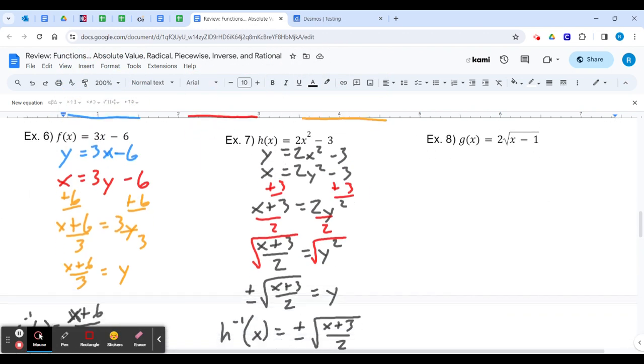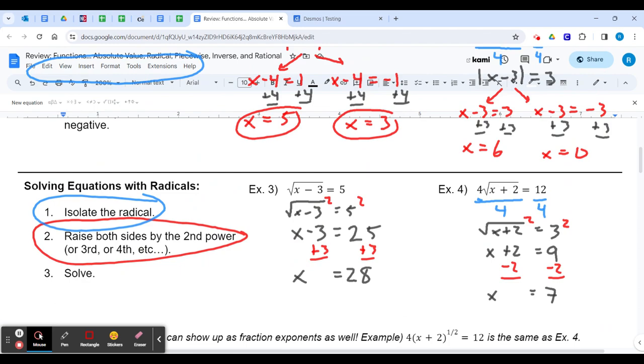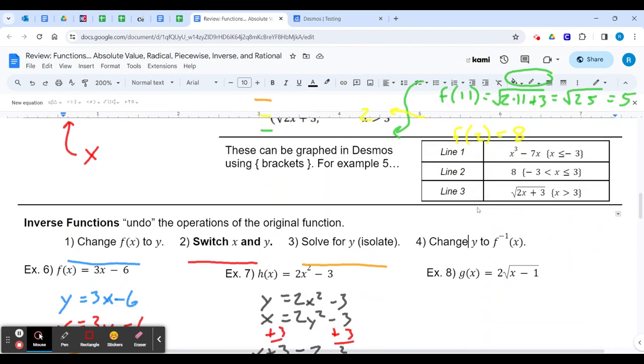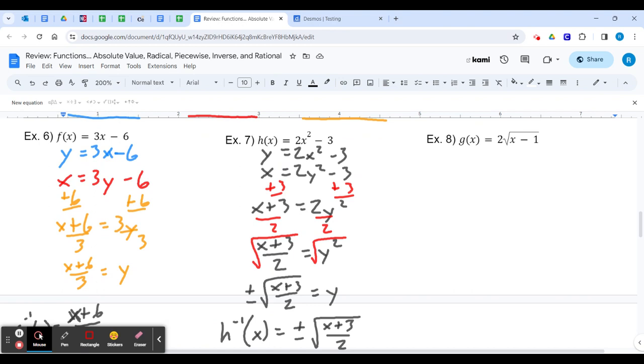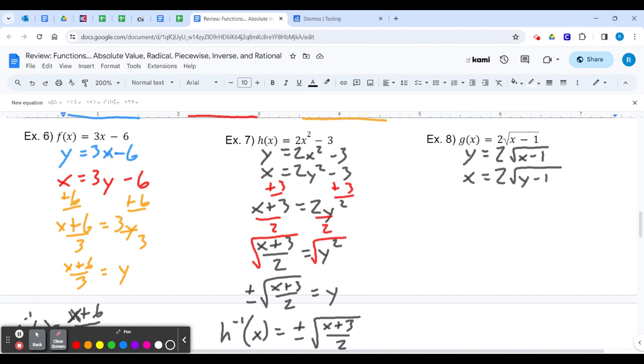All right, last one here. This one's dealing with a square root that we're going to have to undo by squaring both sides of the equation, similar to how we were solving our radicals earlier. So we're going to start by changing our g of x to y equals 2 times square root of x minus 1. Then we can flip the location. X equals y. Oh, sorry. X equals 2 times the square root of y minus 1.